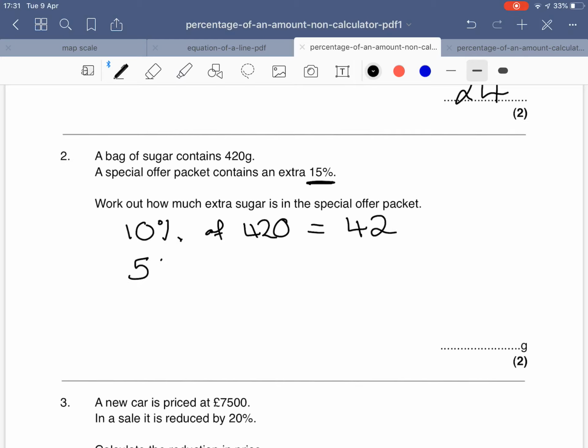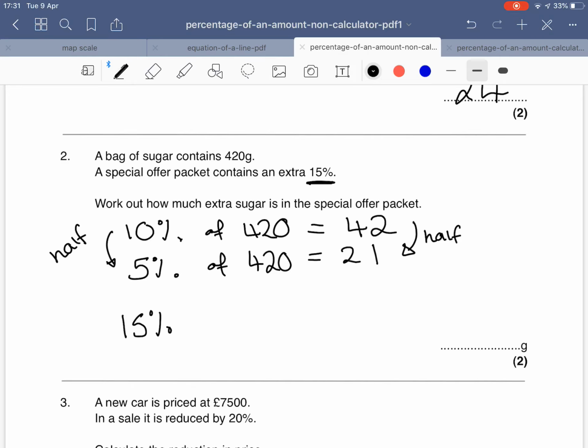I can then find 5% by halving that answer. So I can half the 10%, I can half 42, which is 21. All I did there is I halved it, because half of 10 is 5. Then I can find 15% by adding those top two, because 10% add 5% gives me 15%. So 15% of the 420, I just need to add the 42 and the 21 to give me 63.